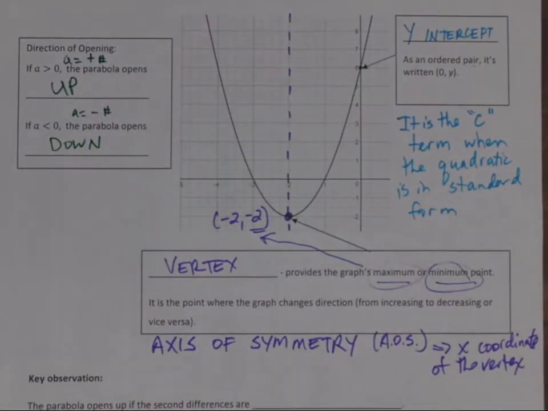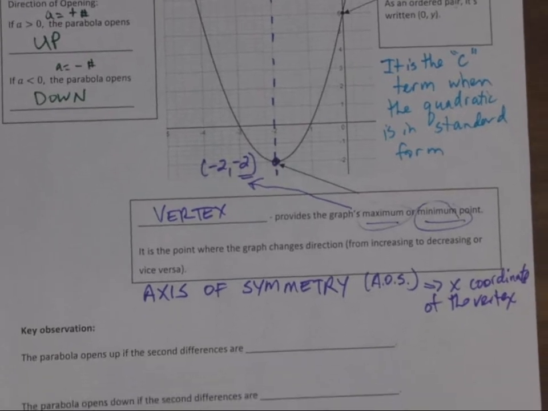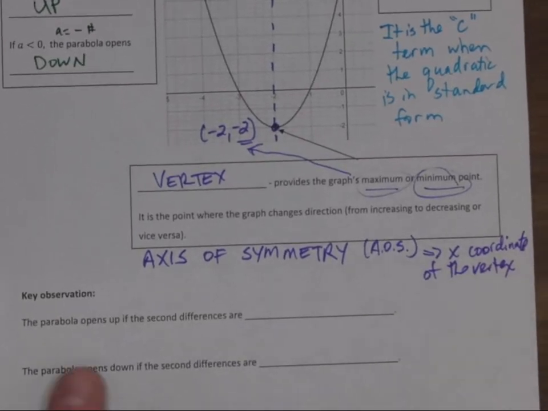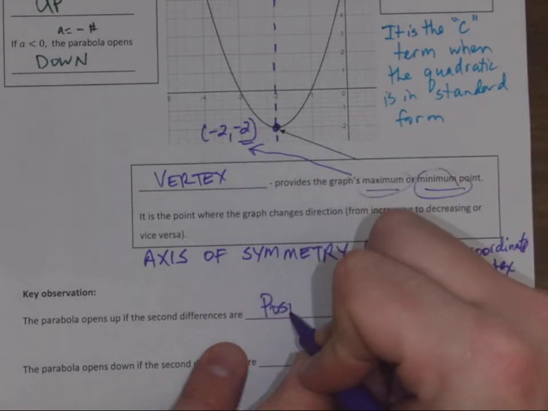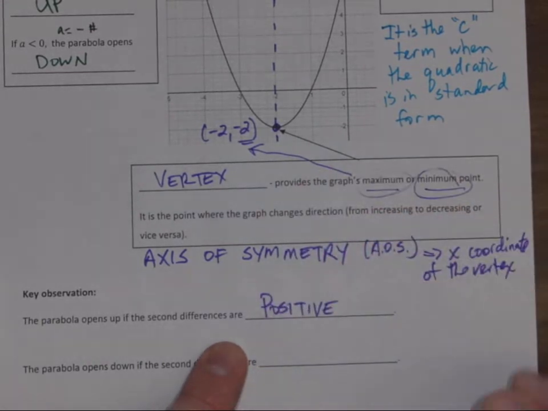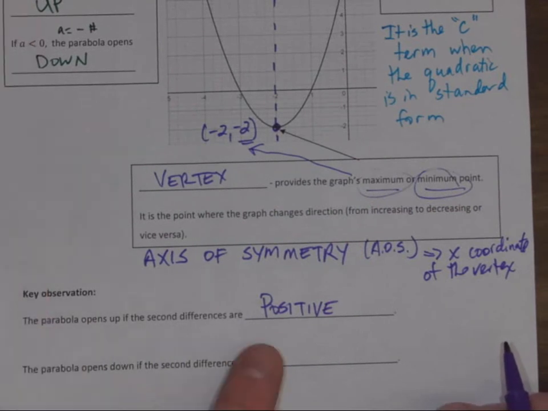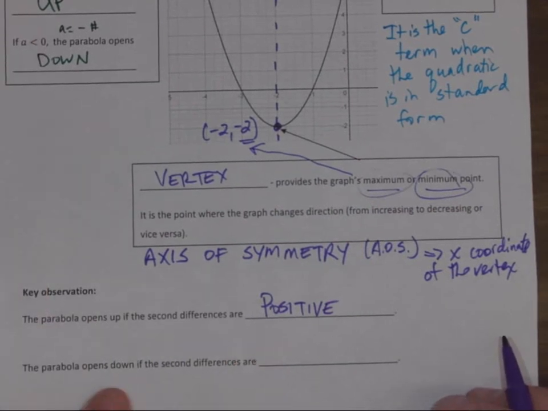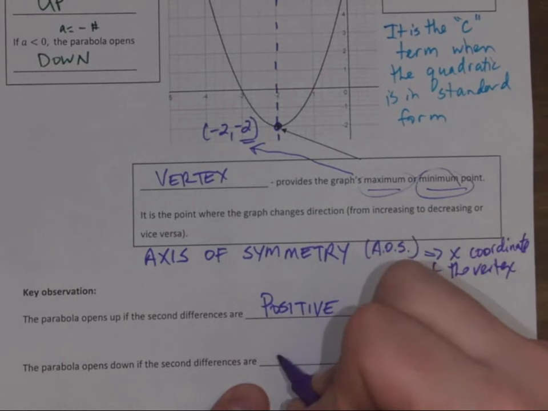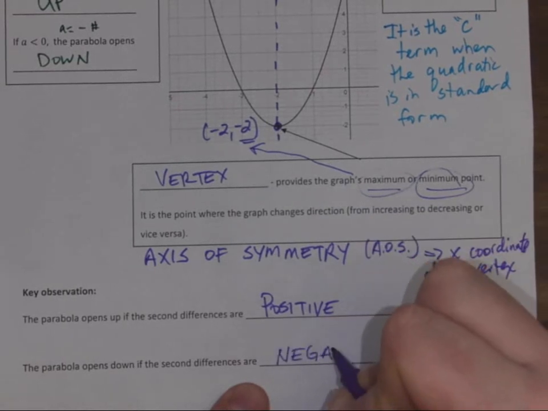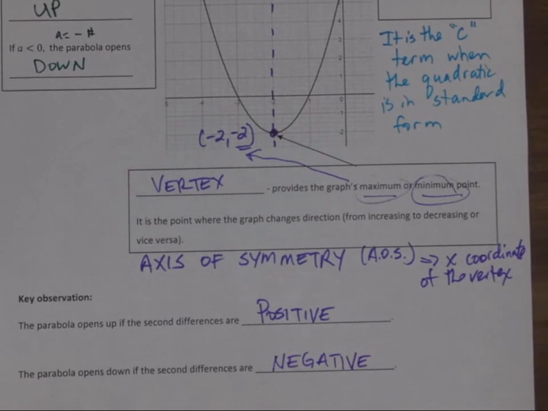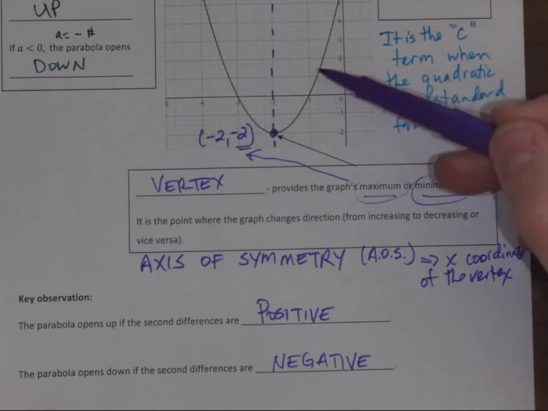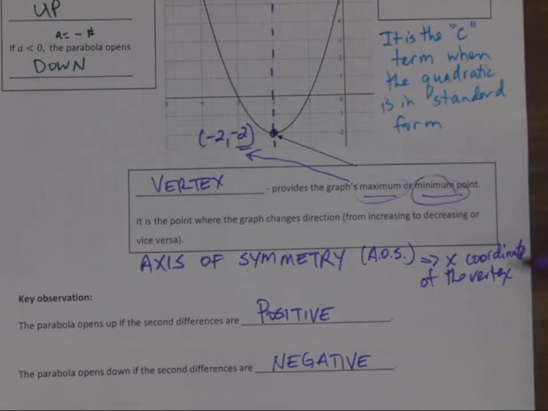Okay, so the last key thing, when we look back to the first 2 pages, the parabola opens up if the second differences are positive. There's another way to tell, not just the a value, but if the second differences are positive. The parabola opens down if the second differences are negative. And that's a parabola or a quadratic in standard form. Parabola is the actual shape. The equation is a quadratic.